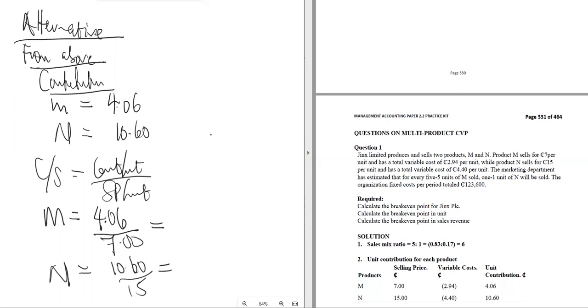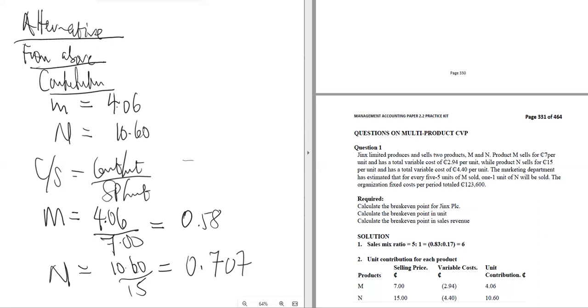So 4.06 divided by 7 is going to give us 0.58, which is our contribution to sales ratio for M, and then 10.6 over 15 giving us 0.706 or 0.707. The reason is because it's a recurring decimal. Usually when it's a recurring decimal, you have to maintain the fraction, but let's use it this way.